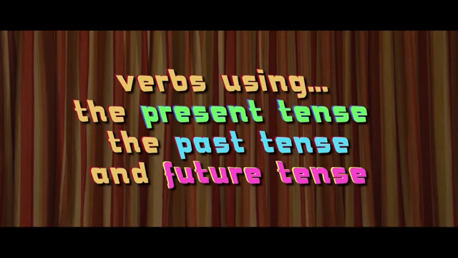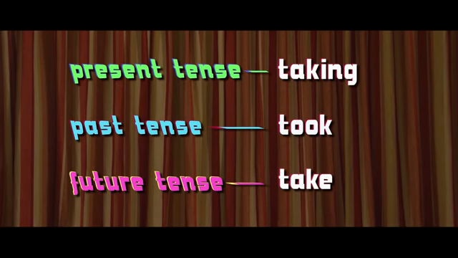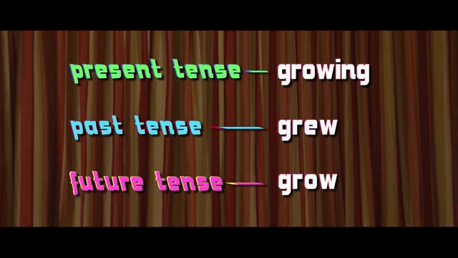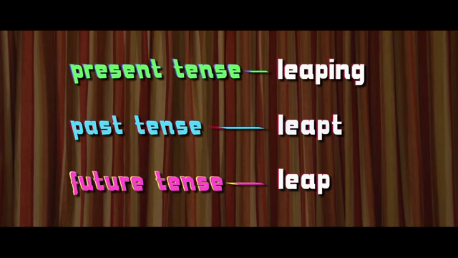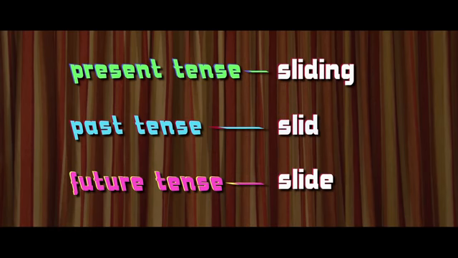Verbs using the present tense, past tense, and future tense. Speaking, spoke, speak. Taking, took, take. Growing, grew, grow. Leaping, leapt, leap. Throwing, threw, throw. Sliding, slid, slide.